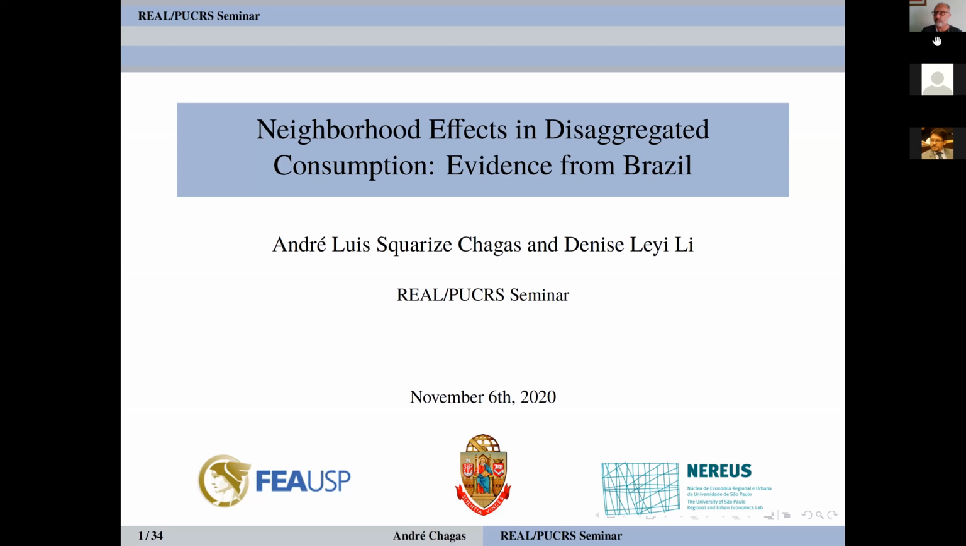We're going to start with Professor André Chagas from the University of Sao Paulo, Brazil. And as you can see from his slide, he's going to speak about questions related to neighborhood effects in Brazil. And then we're going to move from Sao Paulo to Chile, where Alicia Chávez, who's a PhD student over there, is going to speak a little bit more about public spending and economies of scale in Chile. So André, whenever you're ready, it's all yours.